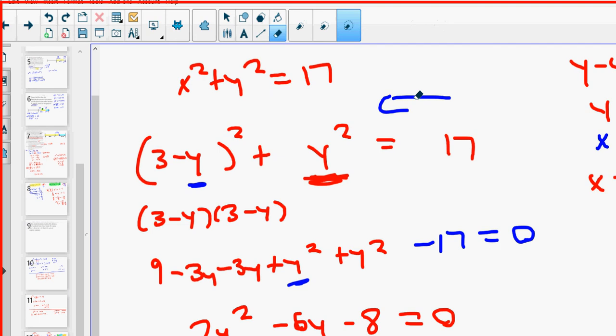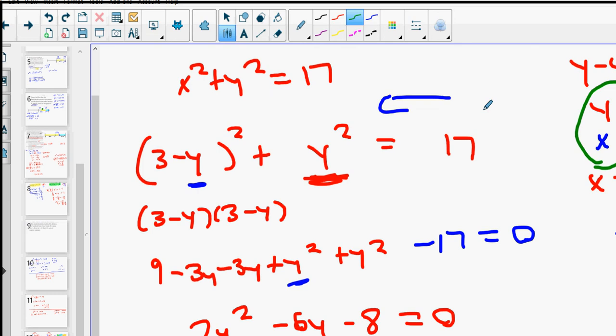And then when y is minus 1, 3 plus 1, make a plus. Everybody happy with your answer? Looped in green, that's one answer. That's the other answer.